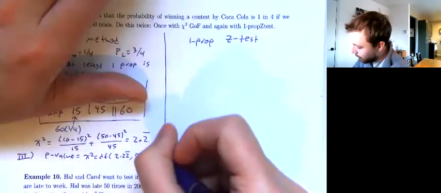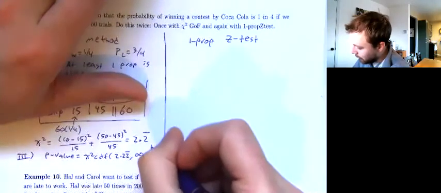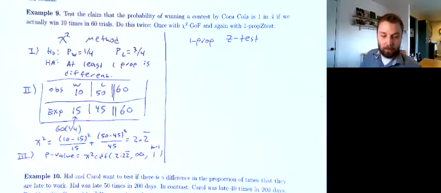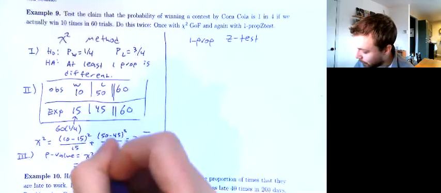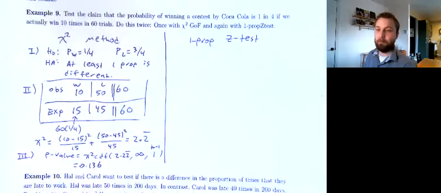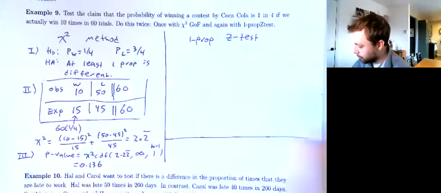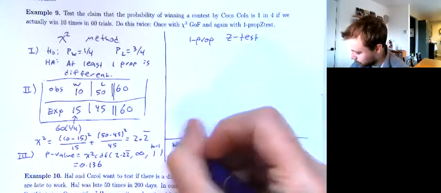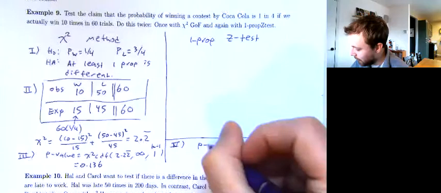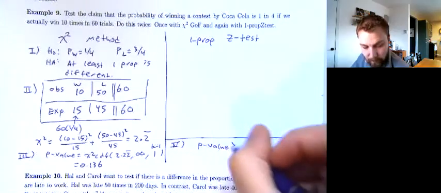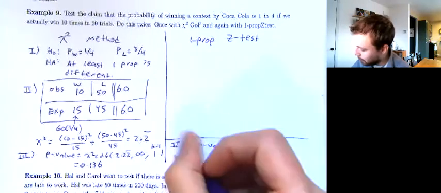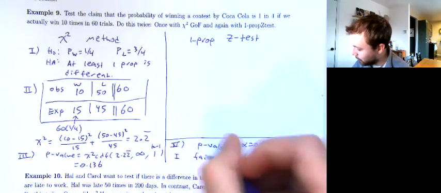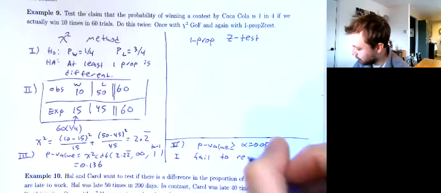So my degree of freedom was this k minus 1. In this case, I only needed to know one of those values. This gave me a p-value of 13.6%. Conclusion, my p-value is bigger than an alpha of 5%, so I fail to reject the null hypothesis.